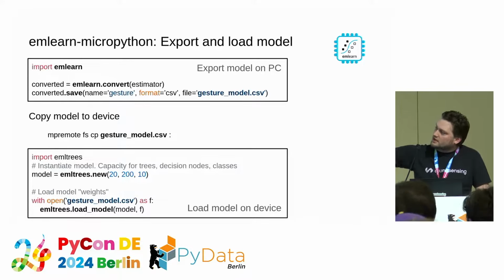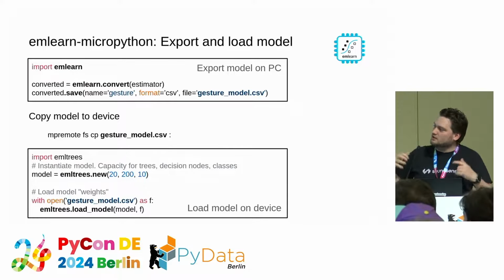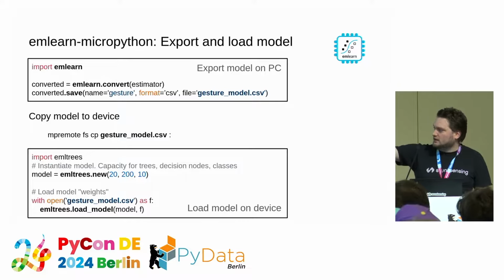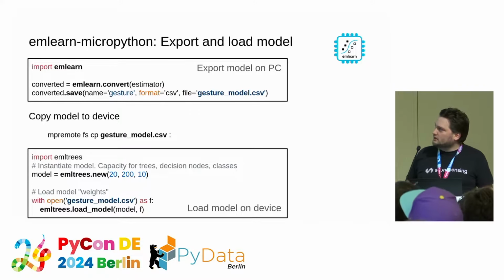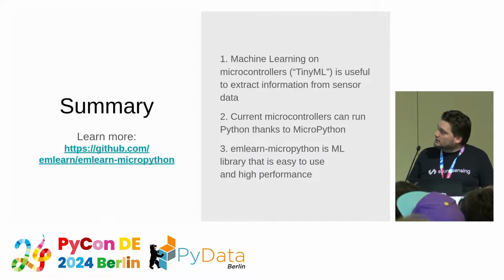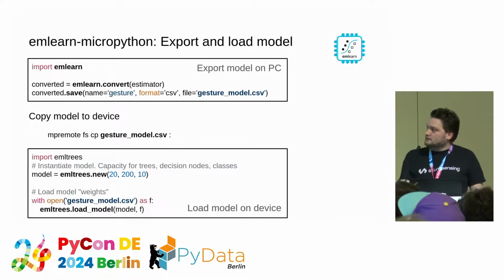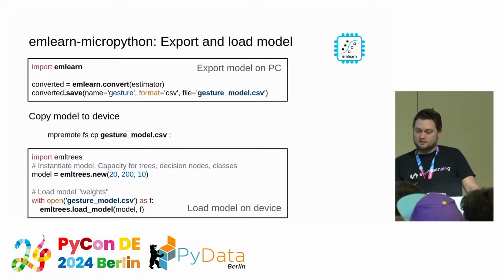And on the device side, you create a model. You have to specify manually the capacity, like how big could this model potentially be. And then you can load the weights into that model. So a couple of lines on each side. That's all you need. And then that will be a running system, which will classify gestures in this case.